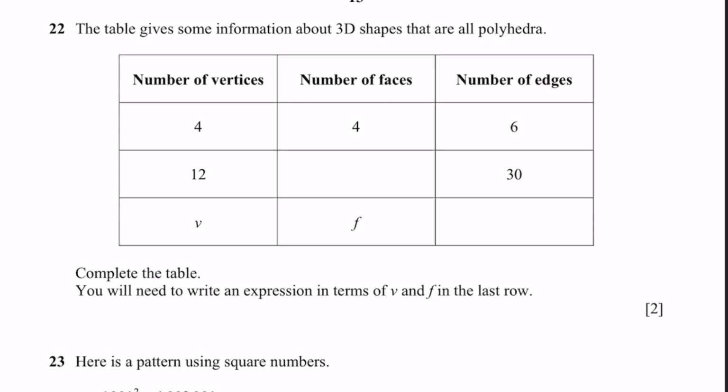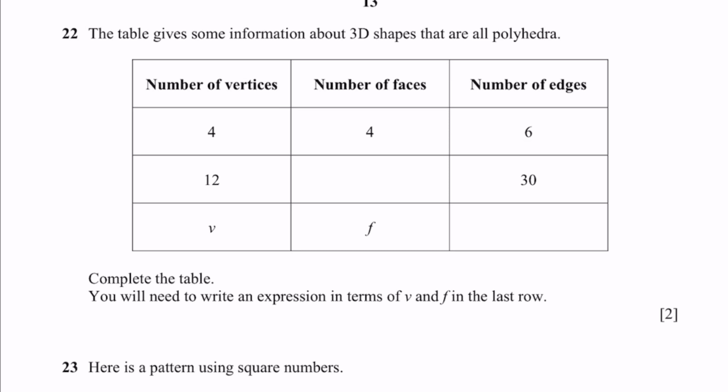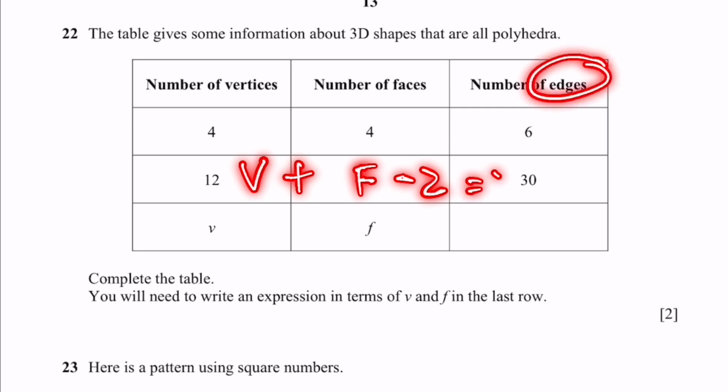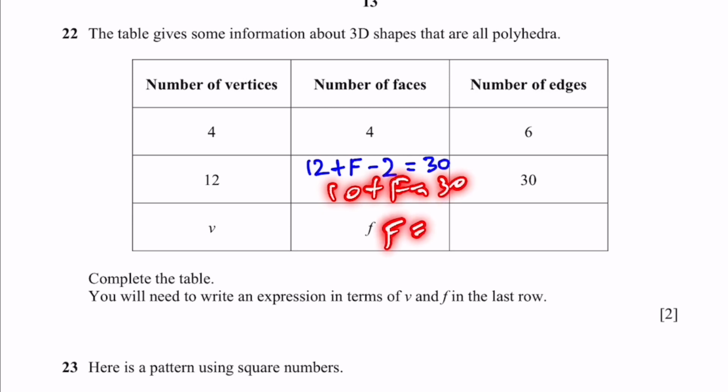Now, 12 plus something minus 2 is 30. There's a rule that the number of vertices plus the number of faces minus 2 is equal to the number of edges. So if we take that, 12 plus the number of faces, which we do not know, minus 2 is equal to 30, because that's the number of edges here. So 12 minus 2, 10. 10 plus f is 30, and f equals 20, so you can write that down.